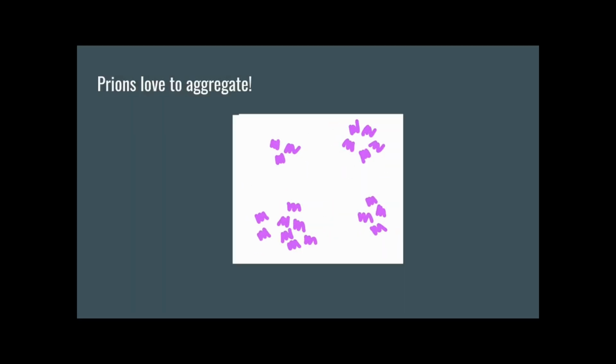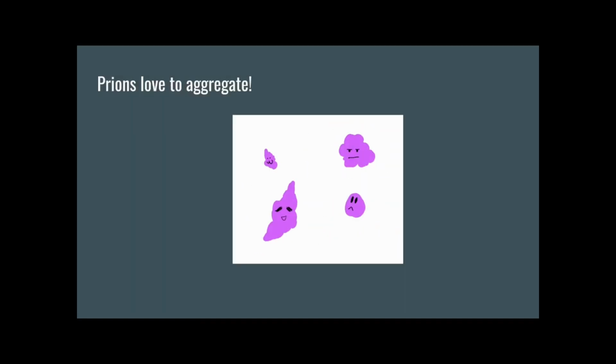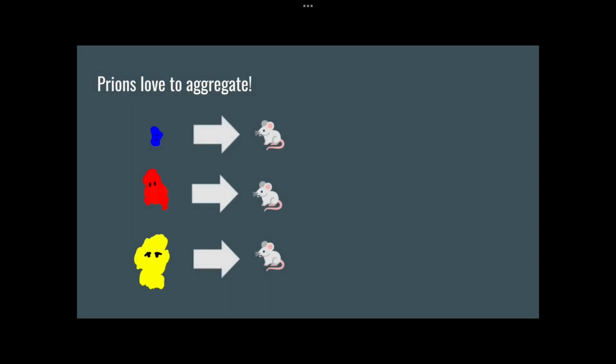That's right, prions will clump together to form aggregates of various shapes and sizes. Interestingly, recent research has shown that the structure of these aggregates is actually linked to the kinds of disease symptoms that they cause. A team of researchers was able to separate out some of these different kinds of prion aggregates, and they put them in some mice to basically give these poor rodents prion disease.